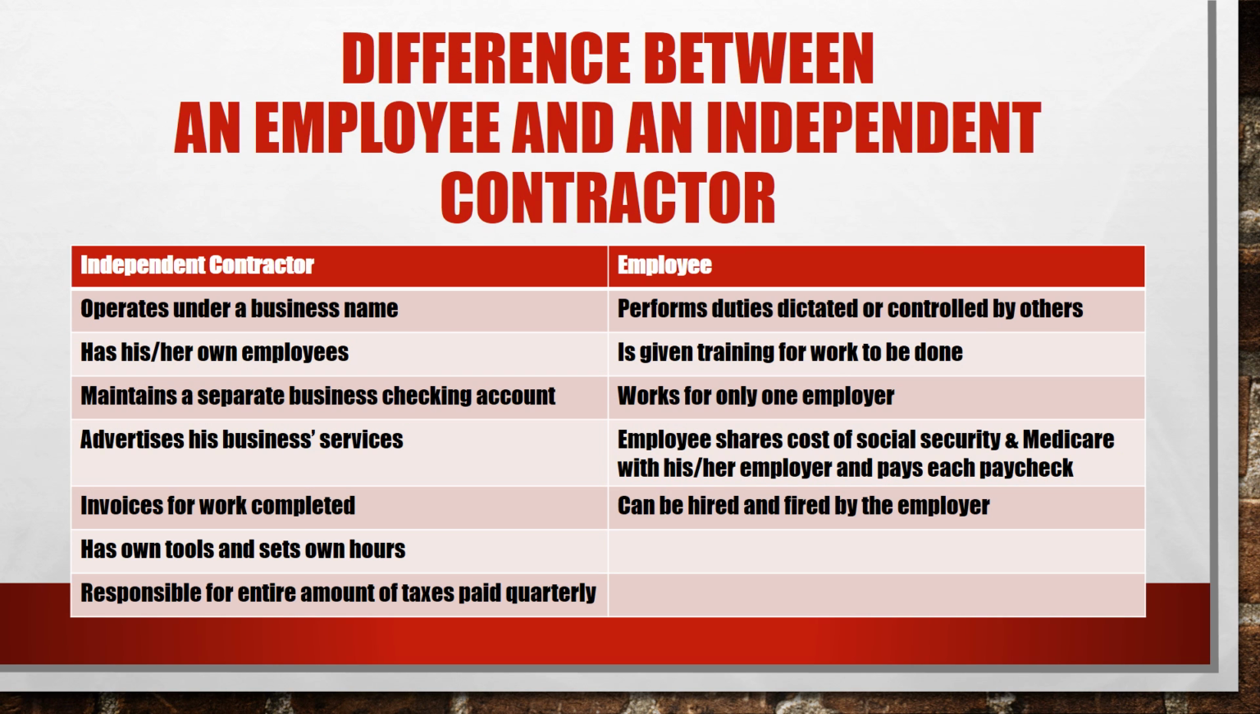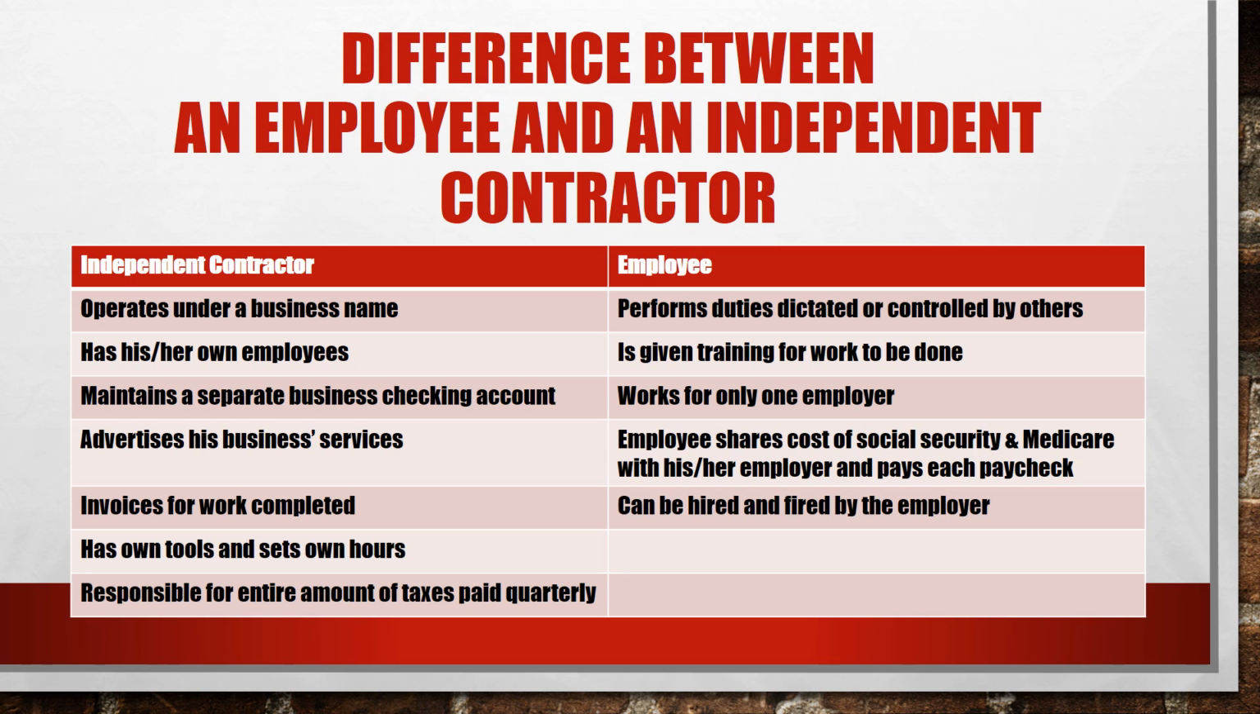Okay, so the difference between an employee and an independent contractor. Here I've got: an independent contractor would operate under a business name, would have his or her own employees, would maintain a separate business checking account, would advertise his business's services, would invoice for the work completed, would have his own tools and set his own hours, and would be responsible for the entire amount of taxes that are paid to the IRS. Typically, those are done quarterly.